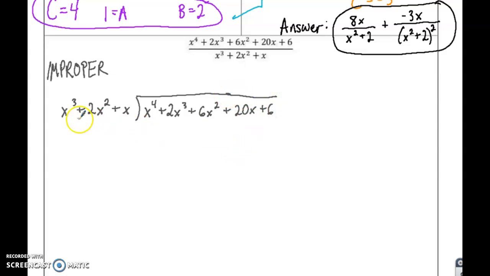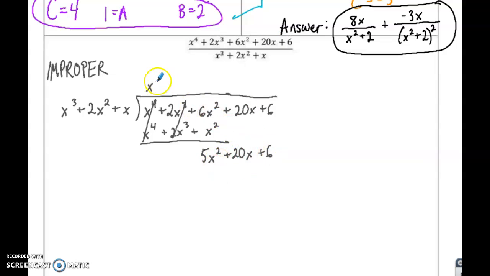So as we look at this, I'm just asking what times x cubed gives me x to the fourth. That would be x, and then multiply it. And then subtract off each term. What's nice about this is two terms go away. 6 minus 1 is 5x squared plus 20x plus 6. Now we can stop right there because this is now the remainder. So this is going to be part of my answer, x. So now jot that down.